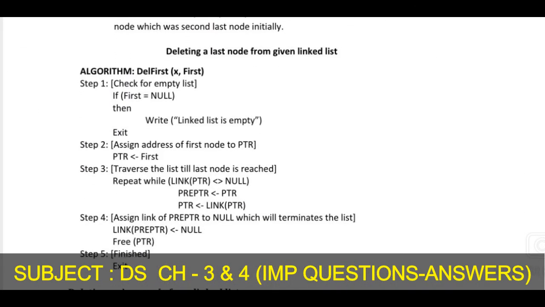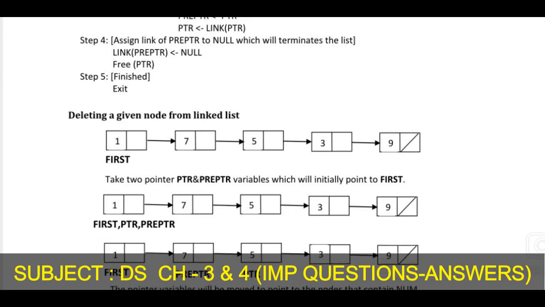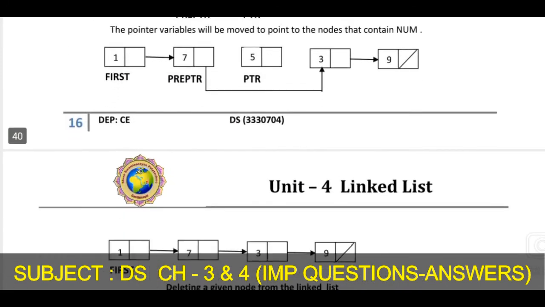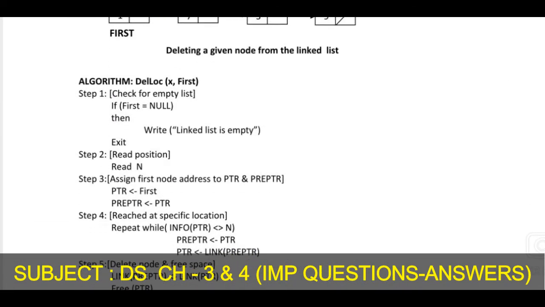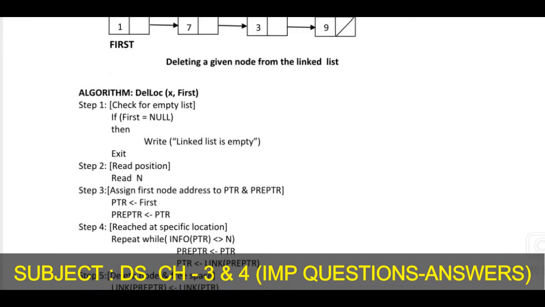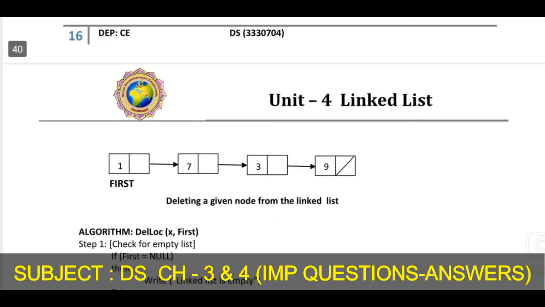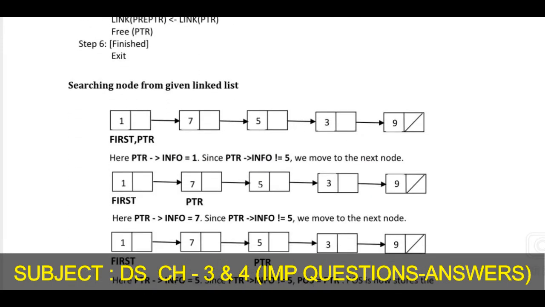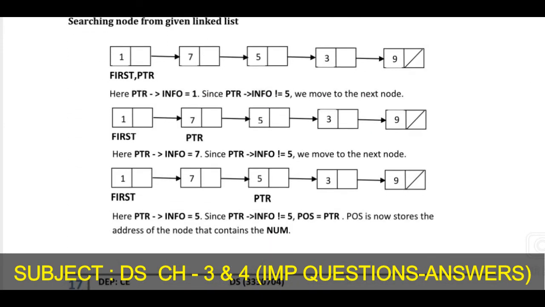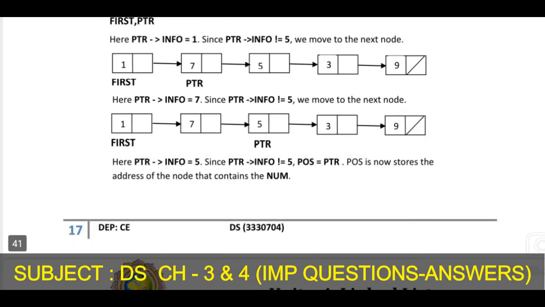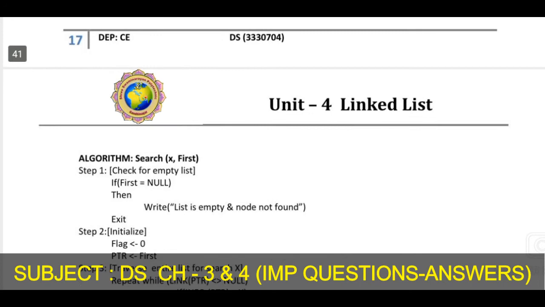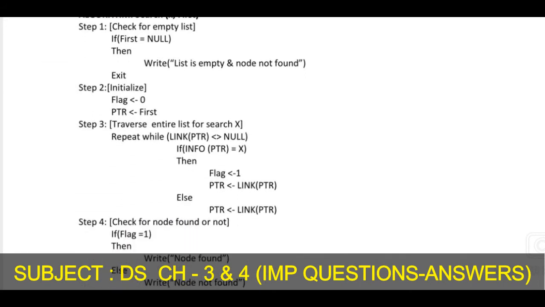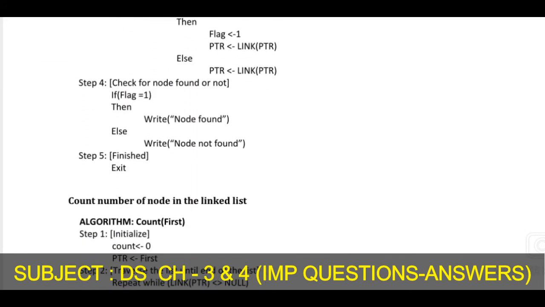So here is the algorithm step. Then next, deleting a given node from the linked list is not IMP, but here searching a node is a very IMP concept. So how to search a node from a given linked list? Here is a linked list example, and here the algorithm step about searching a node of the linked list.